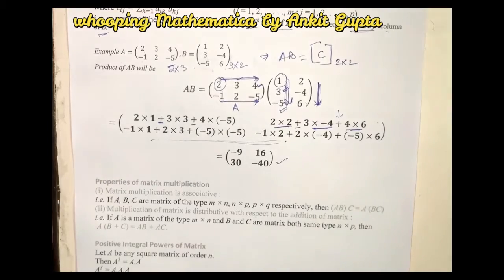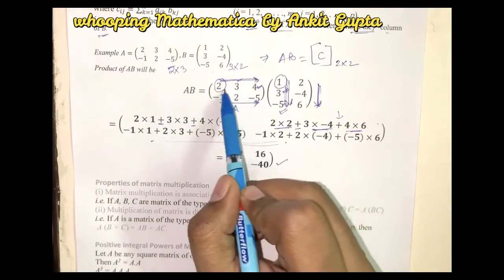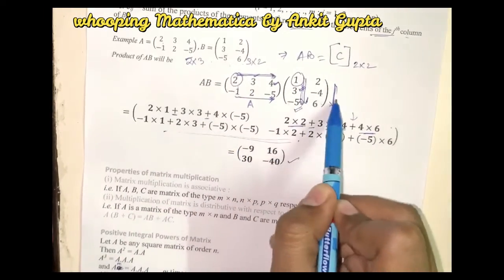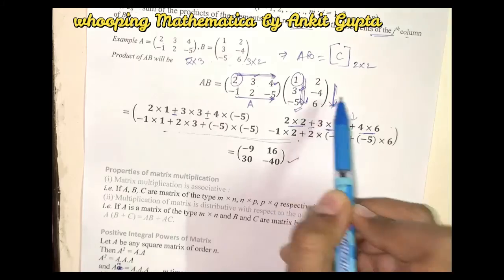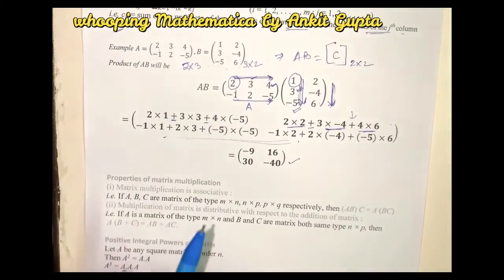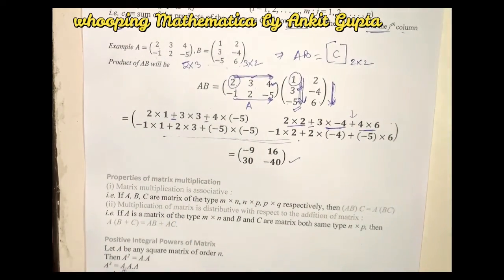There is one thing that you need to keep in your mind while we multiply two matrices: each row of the prefactor matrix will be multiplied by each column of the postfactor matrix. This is what we need to keep in our mind when we are going to learn matrix multiplication.